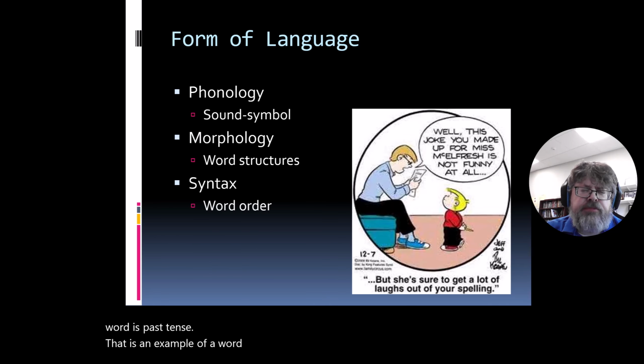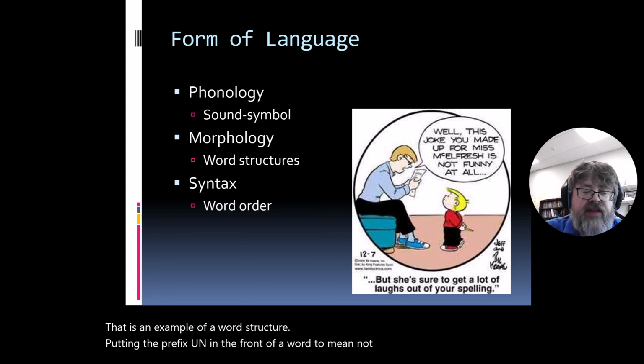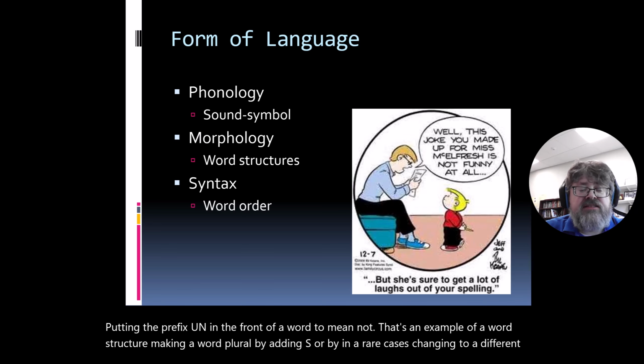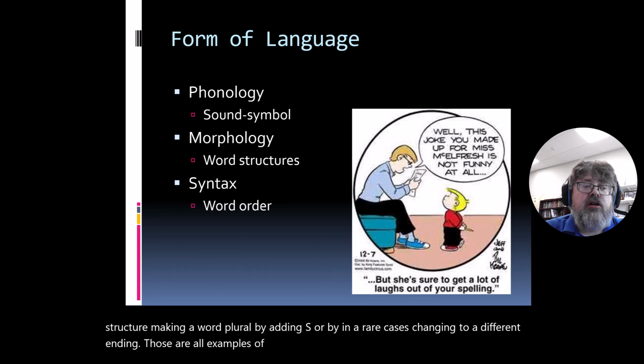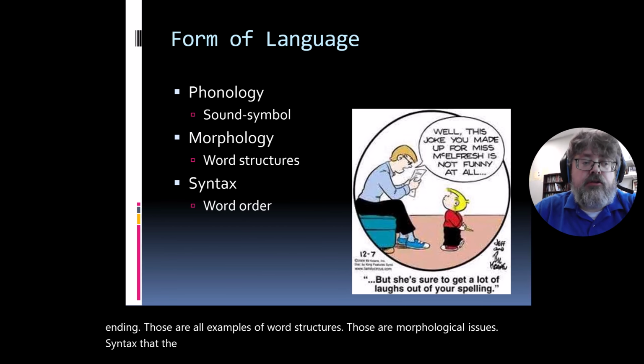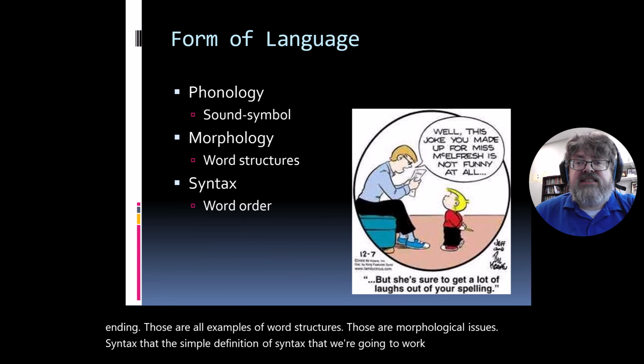Putting the prefix un in the front of a word to mean not, that's an example of a word structure. Making a word plural by adding s, or in rare cases, changing to a different ending. Those are all examples of word structures. Those are morphological issues. Syntax, the simple definition of syntax that we're going to work with is that syntax means word order.